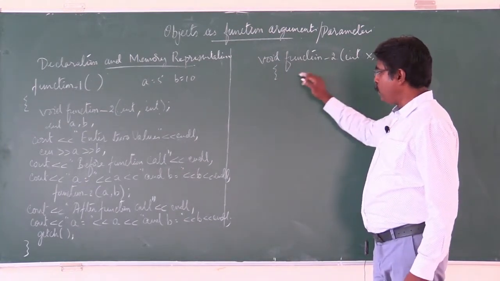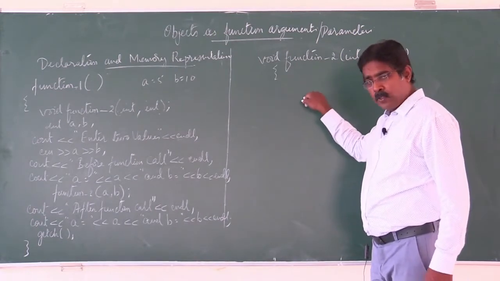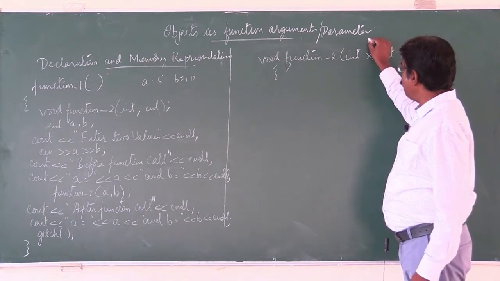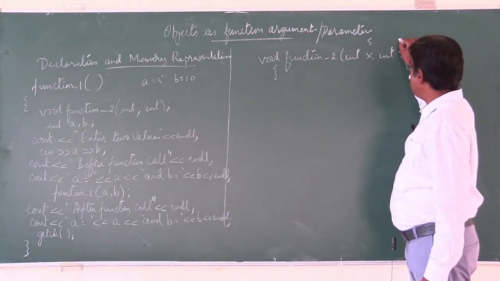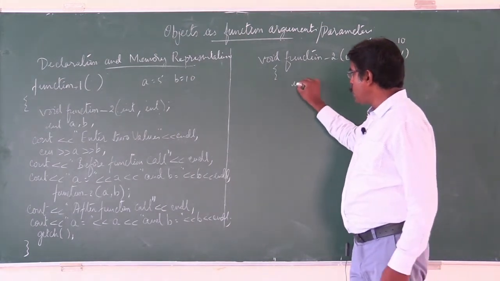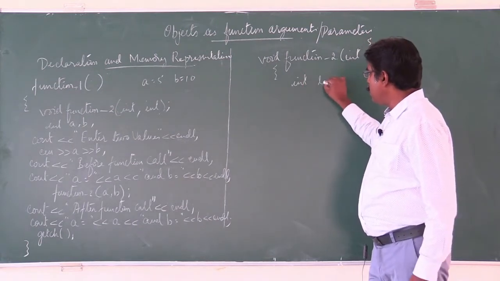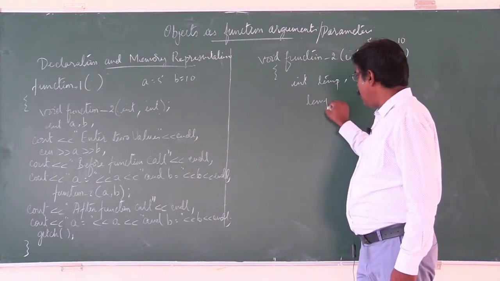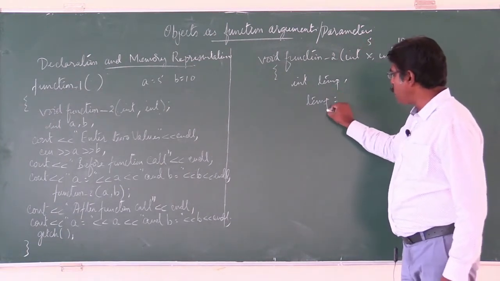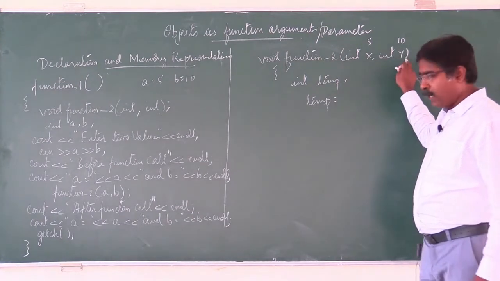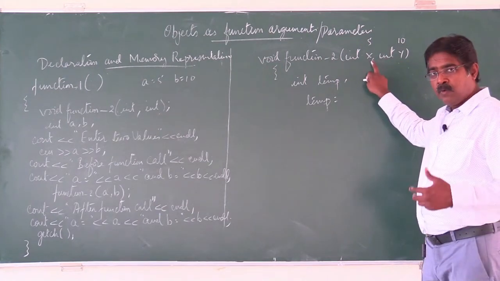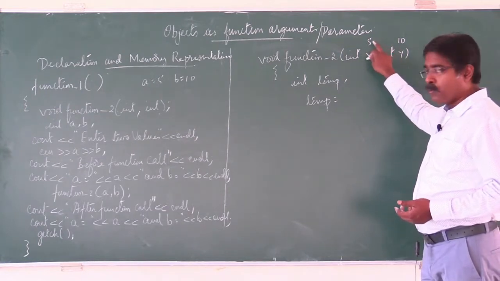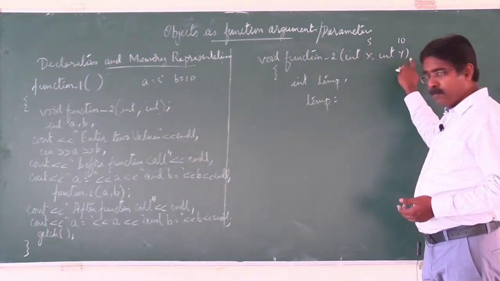So function 2, we need to write the coding. We are in function 2. We need to swap the values now. X value has become 5, and Y value is 10. Then I need to swap. Int temp, a temporary variable I take, then I swap or exchange the values of X and Y. X should take the value 10, that is Y's value. Likewise, Y should take the value 5, that is X's value.